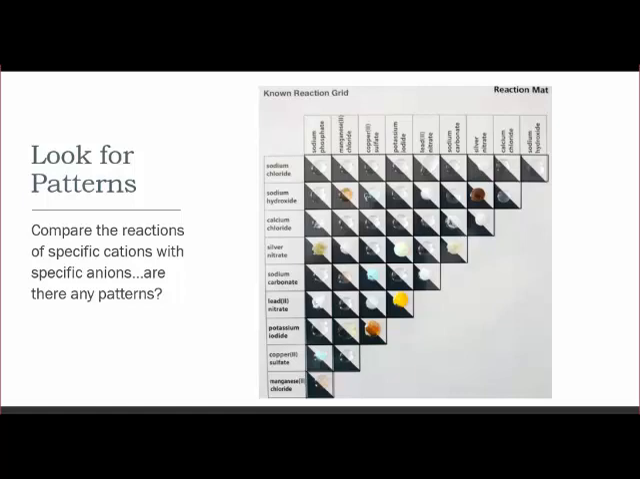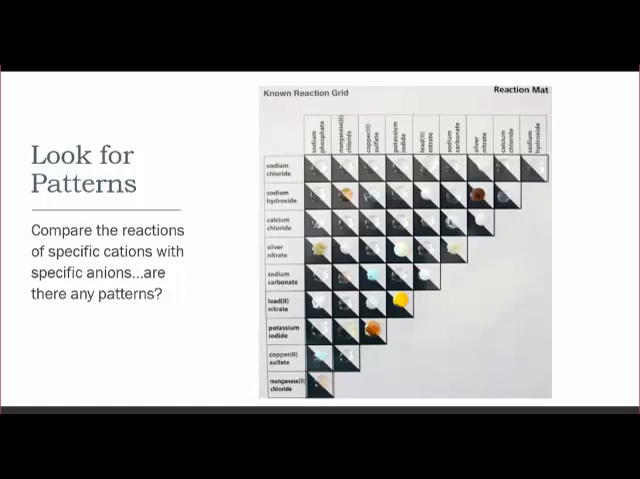So you can take this and examine each square and write the data in on your data table. Again, there's either going to be no reaction, in which case the solutions will both remain clear, or you're going to see a precipitate, in which case you should write the color of the precipitate that you see. And the last possibility is that the entire solution might also change color.